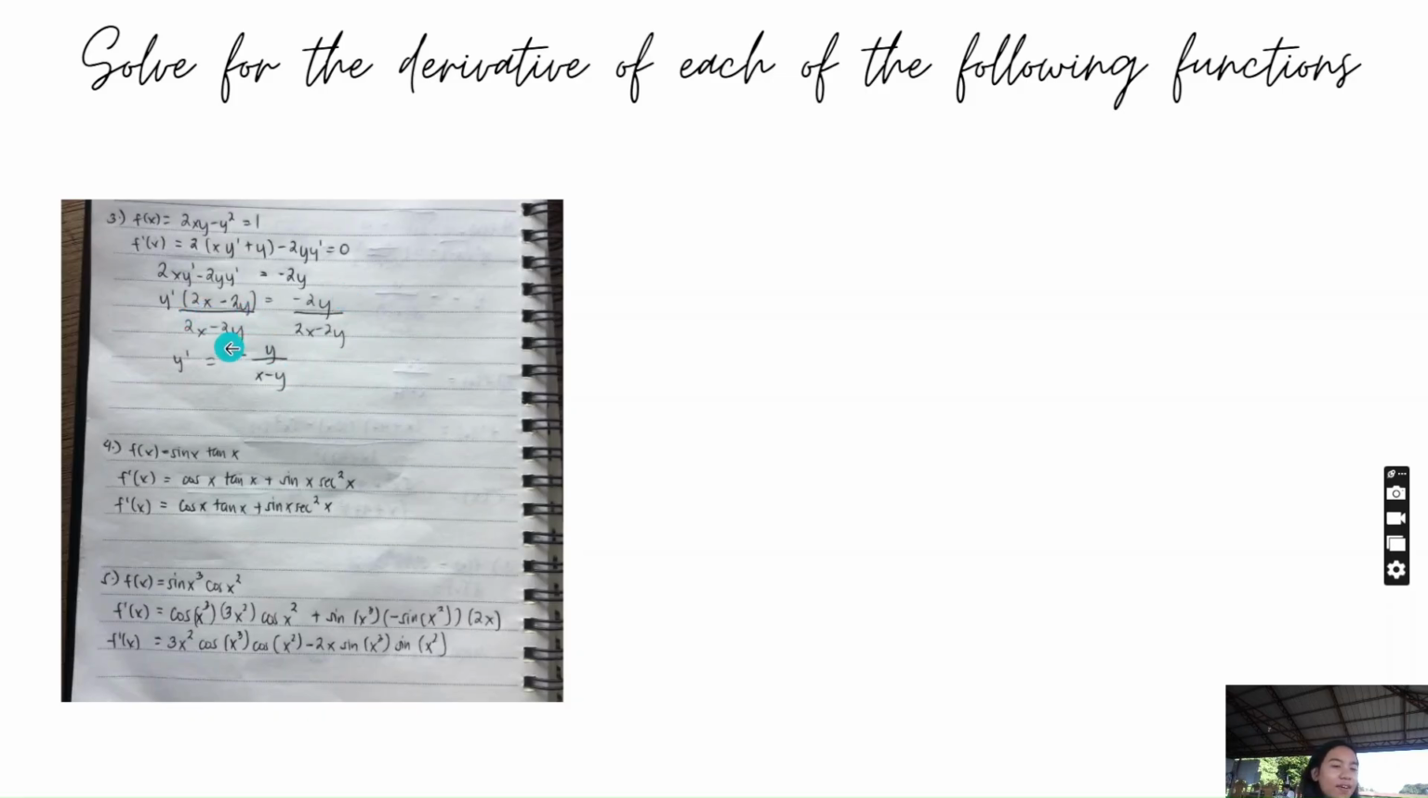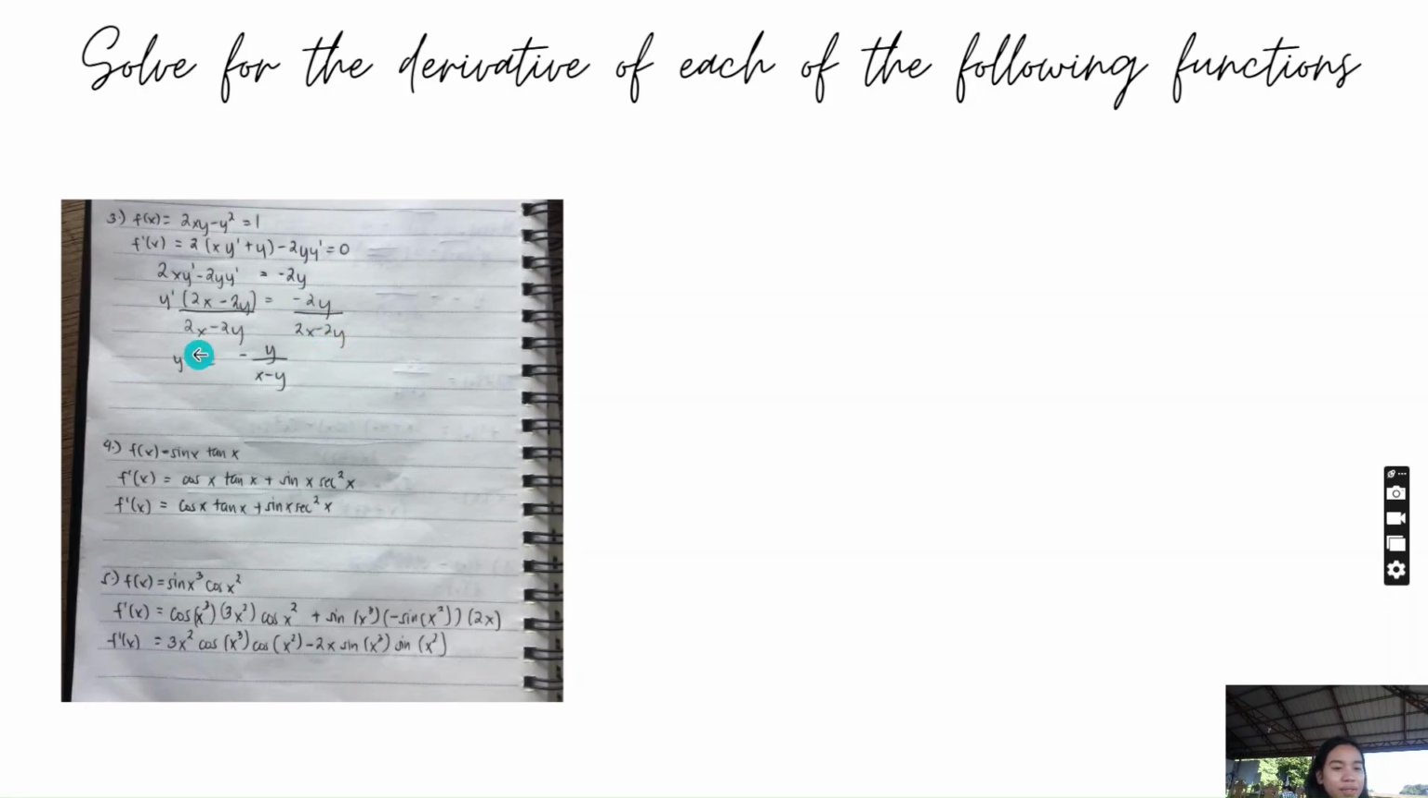So now, getting the factor of these two terms, of course, it is obvious that the factor of this one is the y prime, which is the derivative or the notation for the derivative in which we included in our differentiation. So the 2xy prime divide y prime, that would be 2x, and then negative 2y prime divide y prime, that would be negative 2y equals negative 2y.